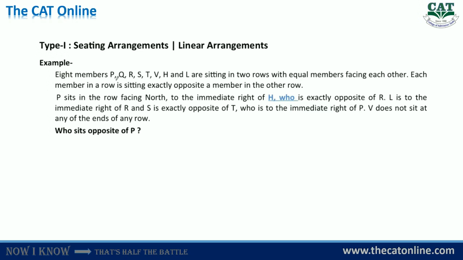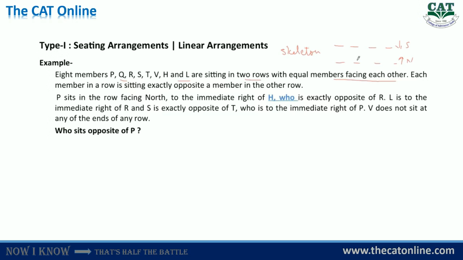In this example, we are given 8 people, 8 members who are sitting in 2 rows, right? So the example that we just did was with 1 row. Here there are 2 rows with equal members facing each other. So we can always say there will be 4 members who will be facing south, and there will be 4 members facing north. This will be our skeleton. We always make a skeleton first by reading this information, and then we try to plug in the information into this. So each member in a row is sitting exactly opposite a member in the other row.